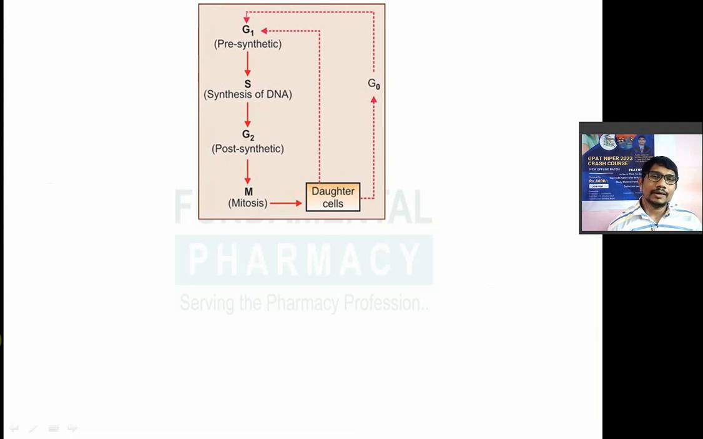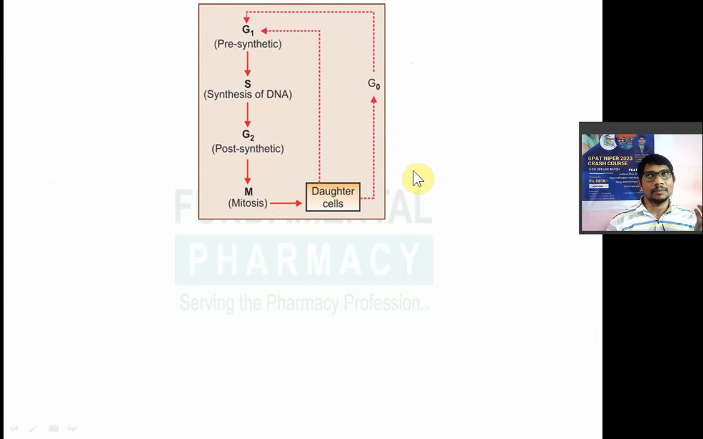So जो synthesis हो चुका है, जो chromosome बना है, उसका division हो जाएगा. And there will be formation of two nuclei, and there will be formation of two cells. That is a daughter cell. Now these daughter cells will either go into a dormant position, or the daughter cell will enter into the cell cycle.